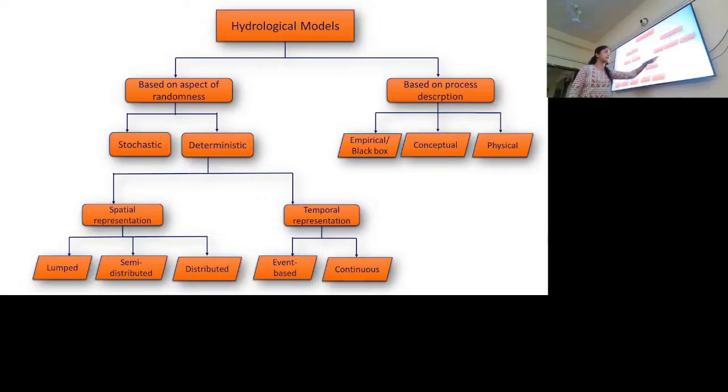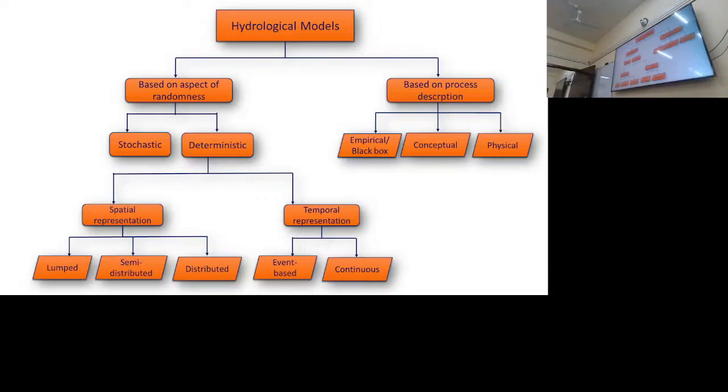Then the other one is your physical model. This is the complete opposite of your empirical model. Why? Because here all the physical properties of the watershed are taken into consideration, like all the physical laws of conservation of mass, momentum, and energy. All these are considered in the physical model. So this is cumbersome, however it gives a very accurate result.